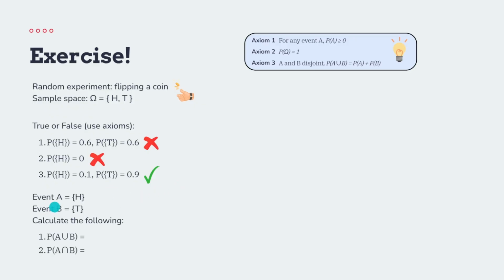Here we define the event A as the event with outcome heads and B as the event with outcome tails. Try to calculate the following: probability of A union B and probability of A intersect B. Pause the video and try it yourself.